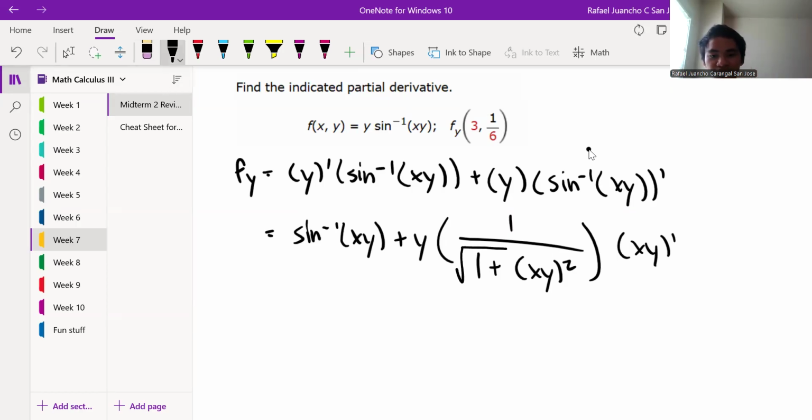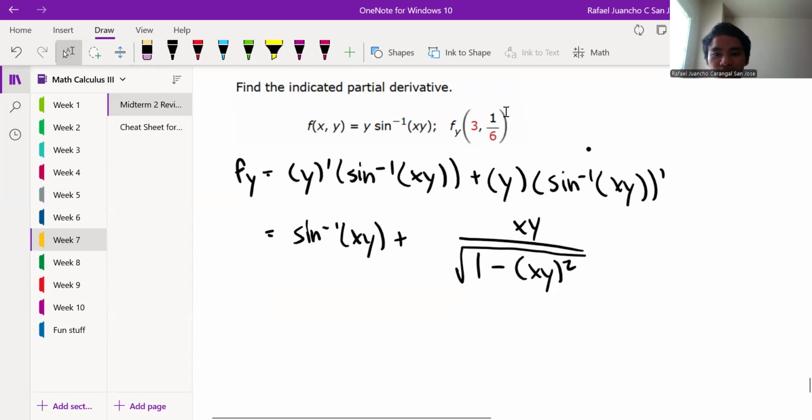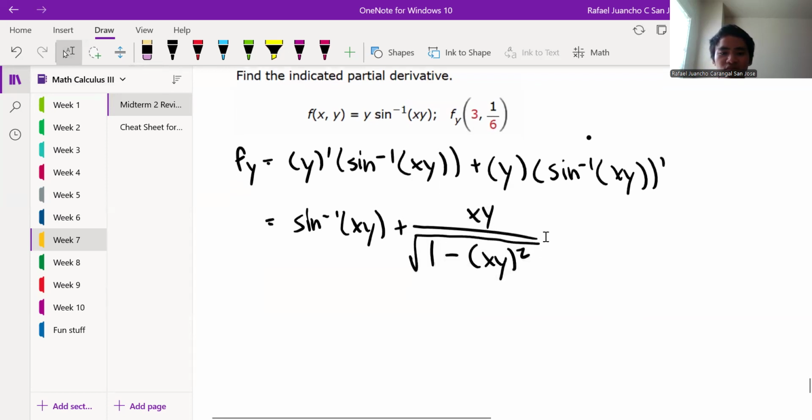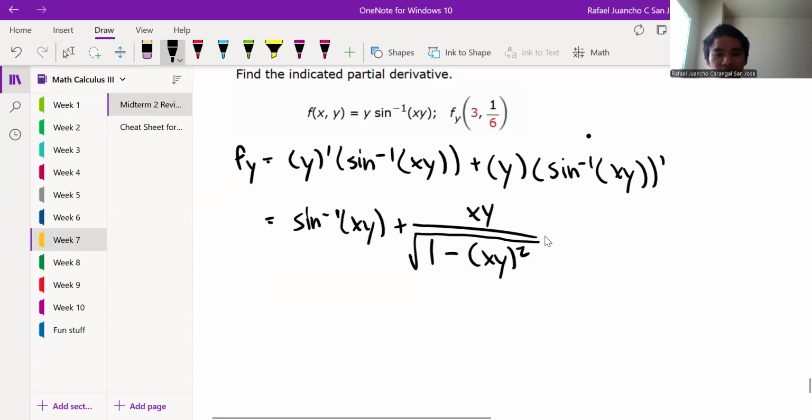So here we say this is square root. This is minus, right? This is xy prime. Here we treat, again, y as a constant. So this is just x, right? So we say this is x. We multiply it to here, so it's actually just xy. And we're done. Oh, I'm kidding. We're not yet done. Now we have to plug in everything here.